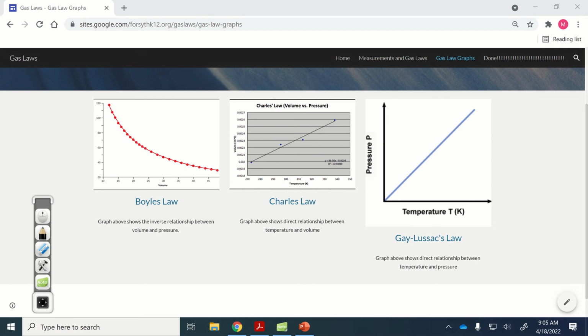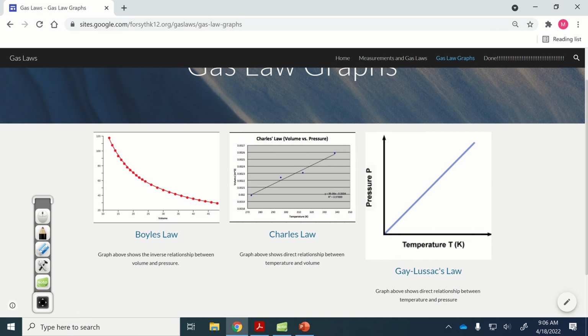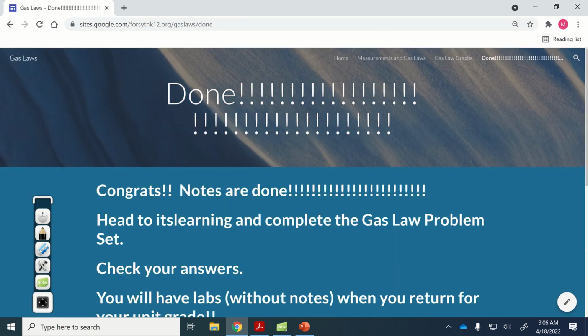But that's basically it. That is everything in this very, very brief little unit about gas laws. And so we are all finished, I believe. So that's what we're looking at there.